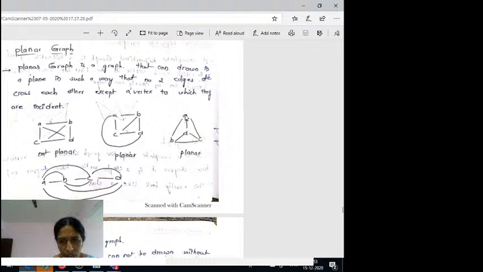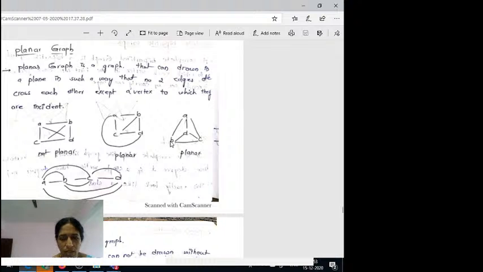Now coming to here, an A to B edge is there and a B to C edge is there, as well as a C to A edge. And coming to A to D, some edge is there. Okay.